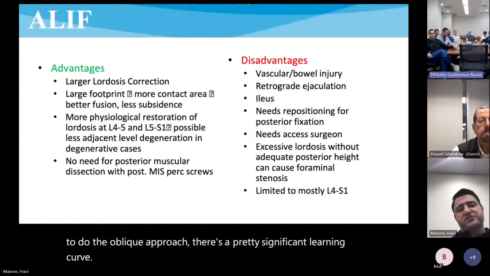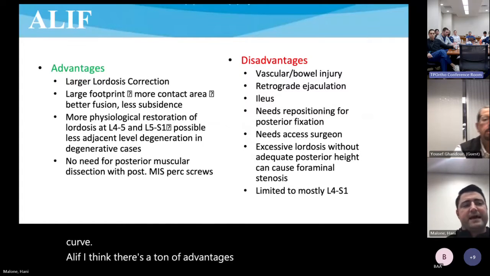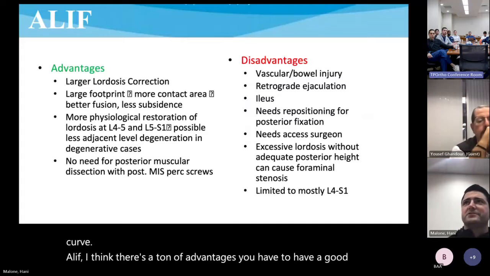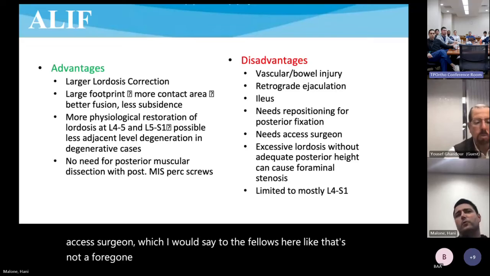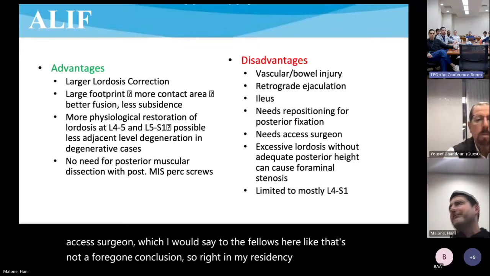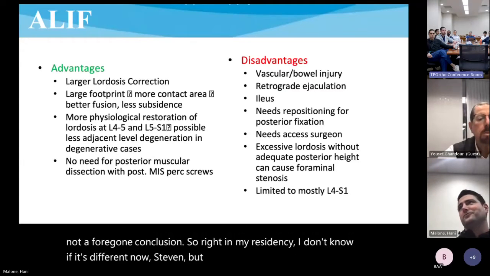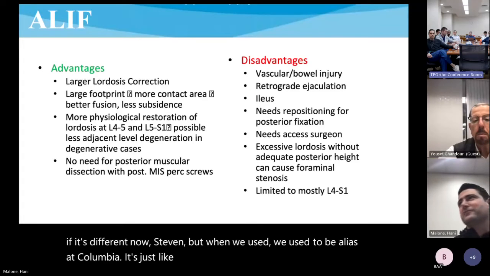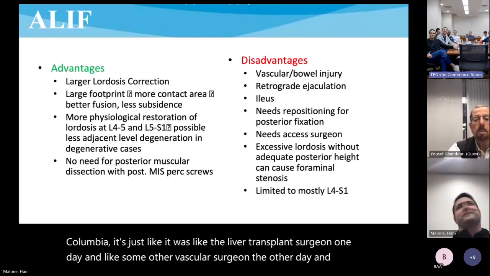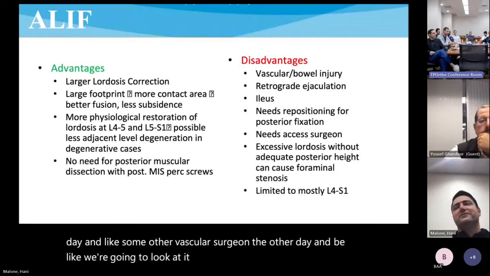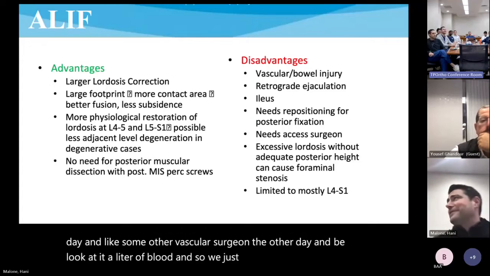ALIF, I think there's a ton of advantages. You have to have a good access surgeon, which I would say here, that's not a foregone conclusion. So where I did my residency, I don't know if it's different now, Stephen, but when we used to do ALIFs at Columbia, it was like the liver transplant surgeon one day, and some other vascular surgeon the other day, and we'd bring, let's get it, a liter of blood. And it wasn't much better at Rush.